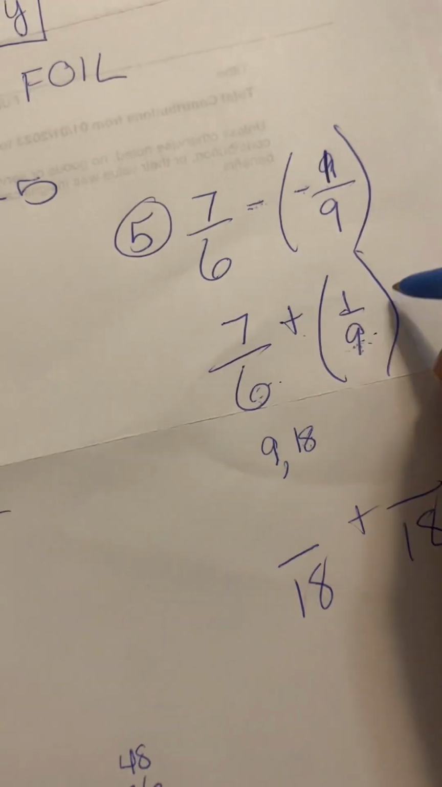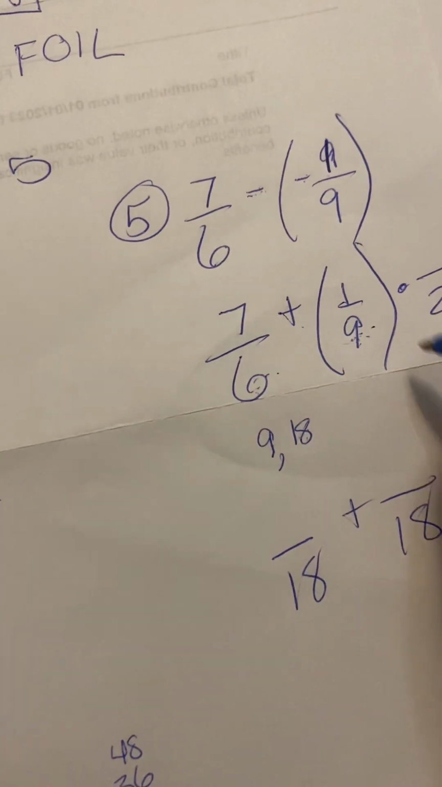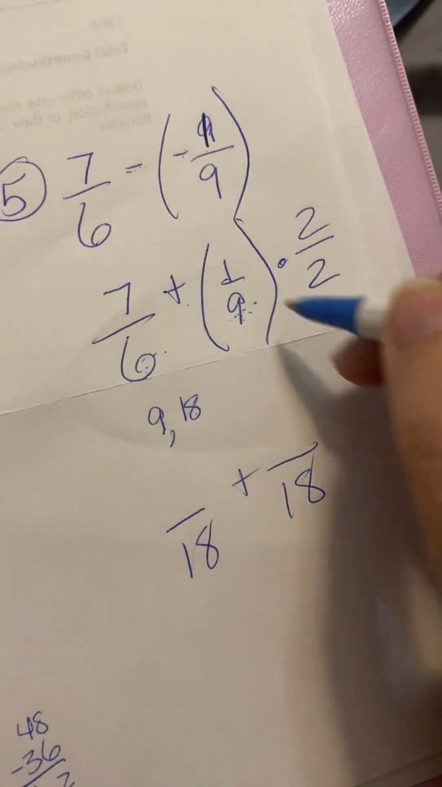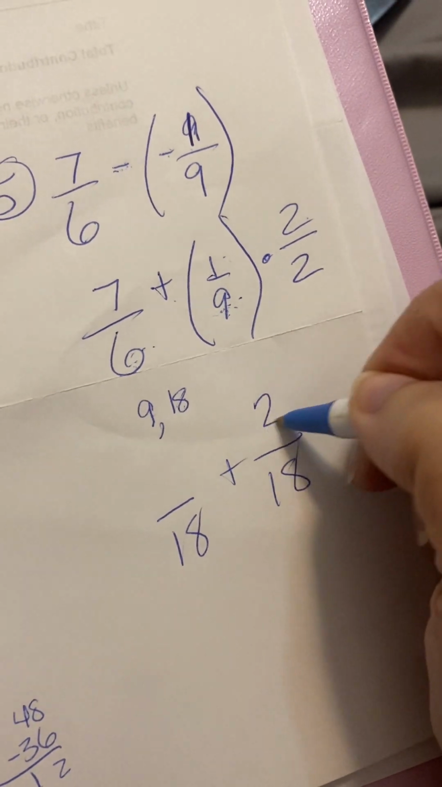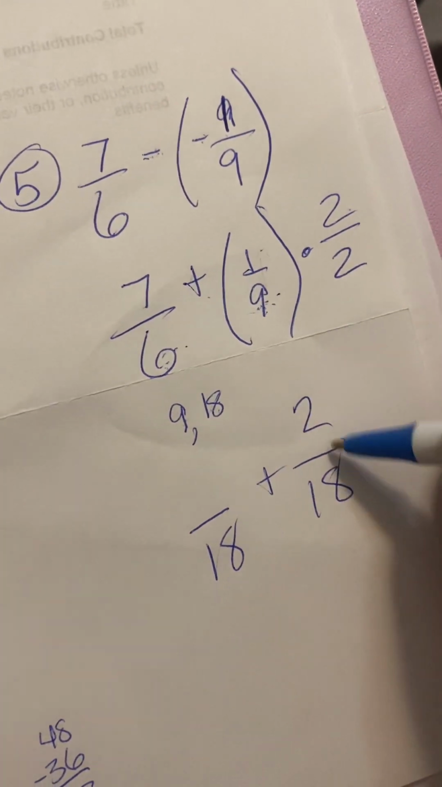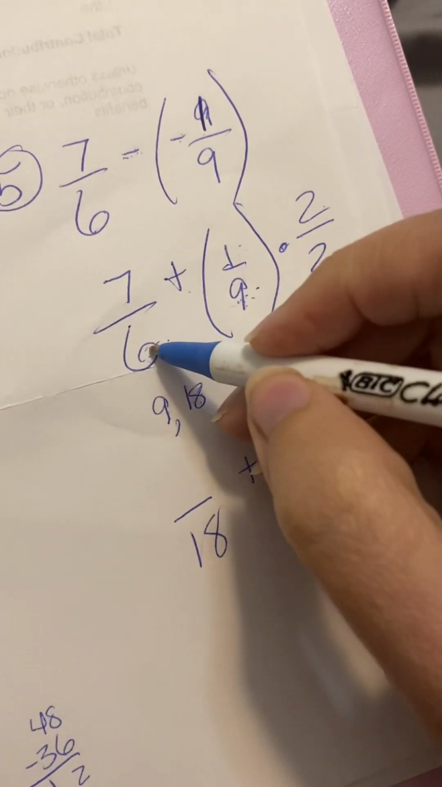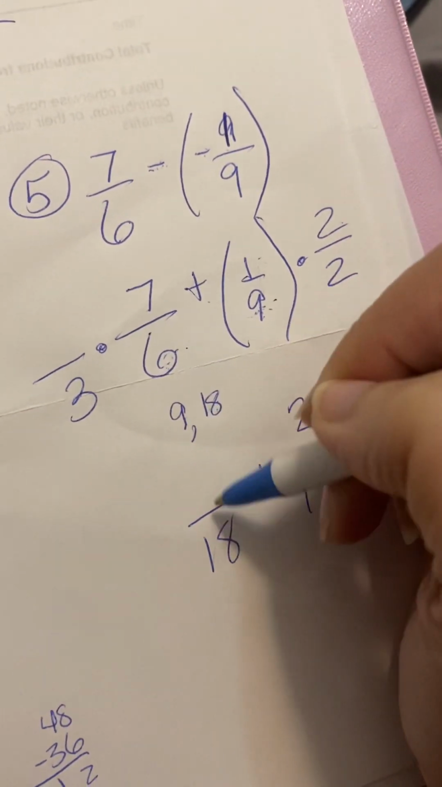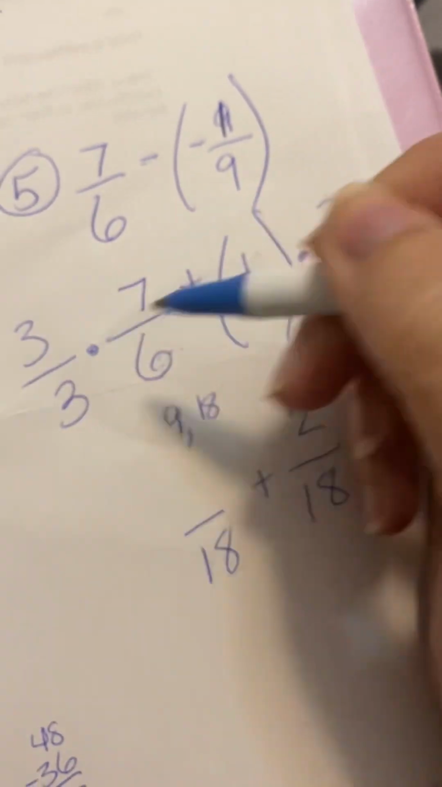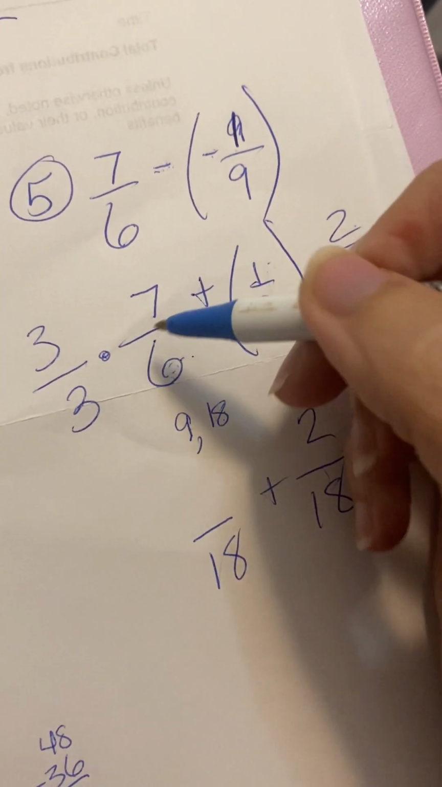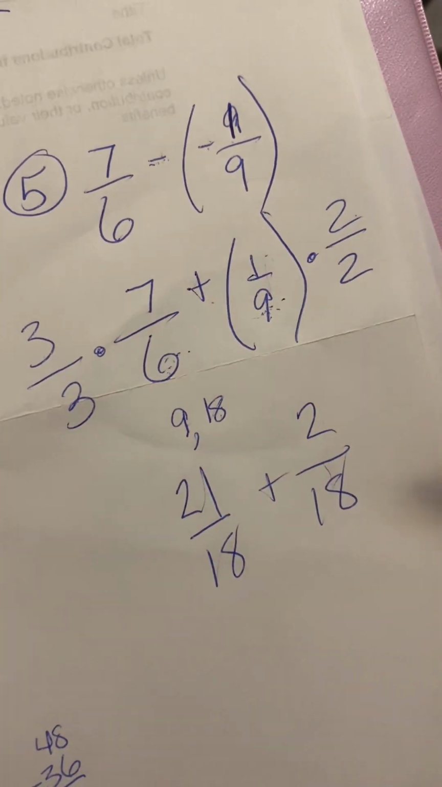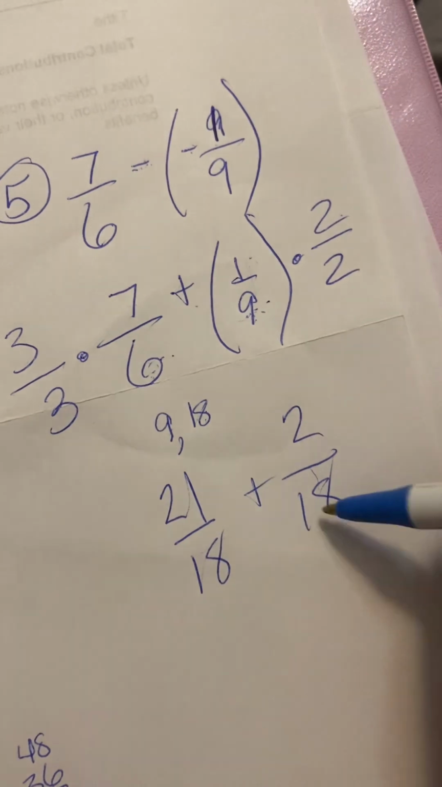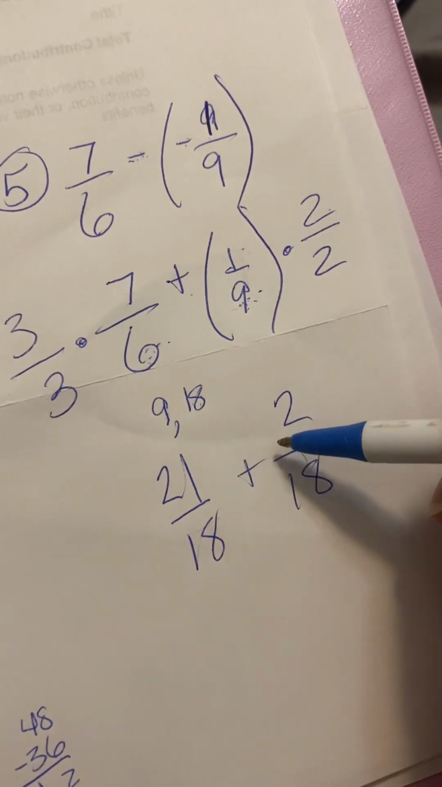So this is what I do. I take 9 times 2 to get 18. So I have to multiply the numerator times 2. 1 times 2 is 2. So 1/9 becomes 2/18. What do I have to multiply 6 by to get 18? I have to multiply it by 3, so I have to do that same thing to the numerator. 3 times 7 is 21. So 7/6 becomes 21/18. Now that I have a common denominator, I can add these numerators.